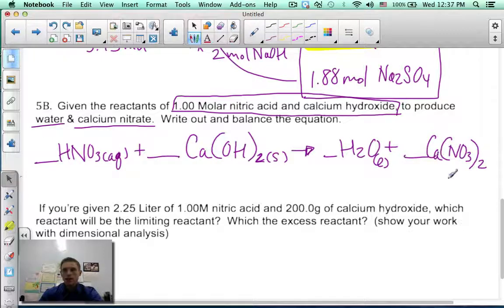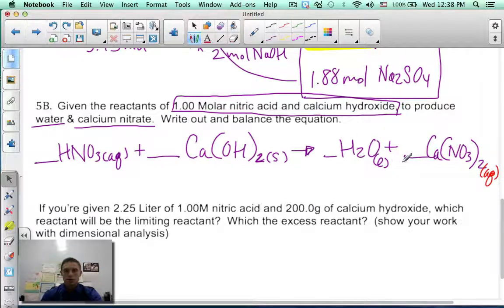And I have to balance out the nitrates because calcium is 2 plus, nitrate is only 1 minus. So to balance it out, we're putting a 2 here. This is an aqueous salt. This is AQ, the best AQ I've ever drawn, but that's AQ for aqueous salt. Now I've got to balance this reaction.